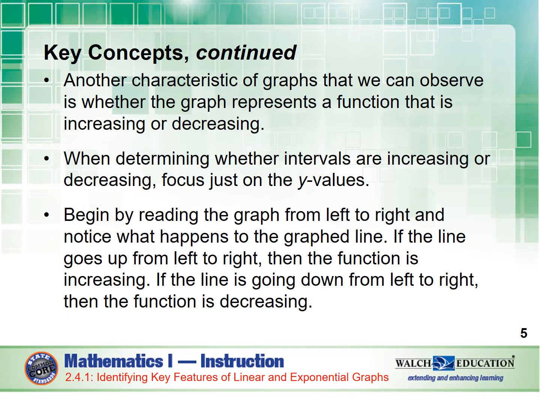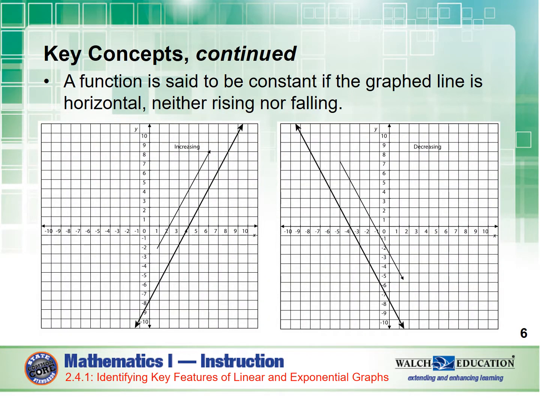All right, another characteristic of graphs that we can observe is whether the graph represents a function that is increasing or decreasing. So when determining whether your intervals are increasing or decreasing, focus just on your y values. Begin by reading the graph from left to right and notice what happens to the graphed line. If the line goes up from left to right, then the function's increasing. If the line goes down from left to right, then it's decreasing. Pretty easy. So a function is said to be constant if the graphed line is horizontal. It's neither rising nor falling.